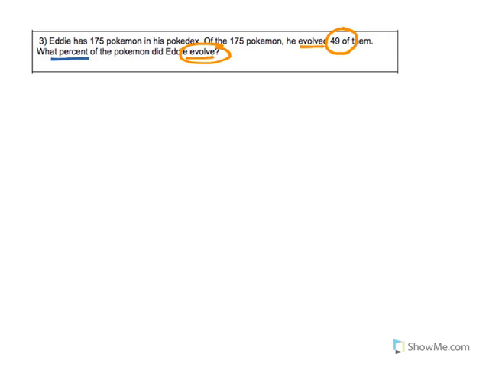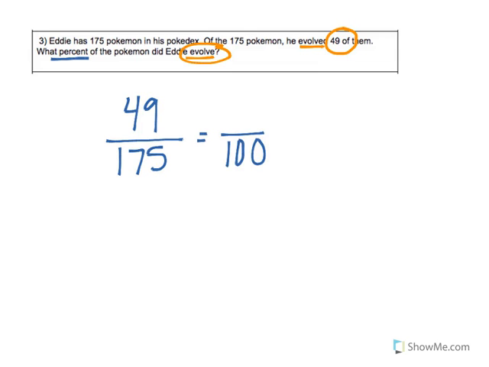So knowing the definition of evolved is not mandatory for answering this question. What is mandatory is understanding that there's a part that he did something to, he evolved, and it's out of the total number. So you could set this up as a ratio out of 100. The other thing we can do is just divide.